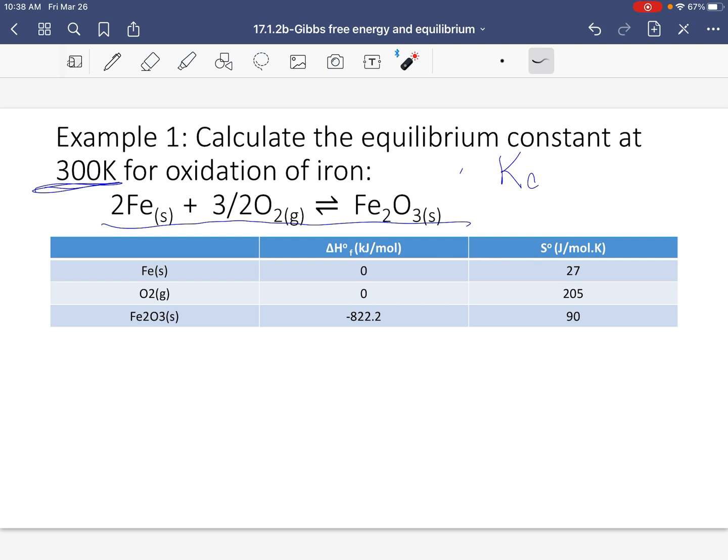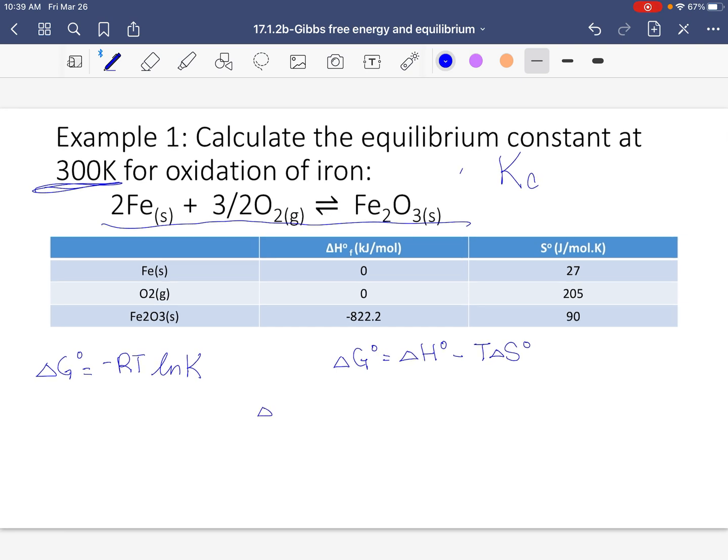So the equation that I just introduced you to is that delta G is equal to negative RT ln K. If you want to find K, you're going to need to find delta G. So let's find delta G. Let's do exactly what we did last class. Delta G is equal to delta H minus T delta S. Let's individually calculate delta H and delta S.